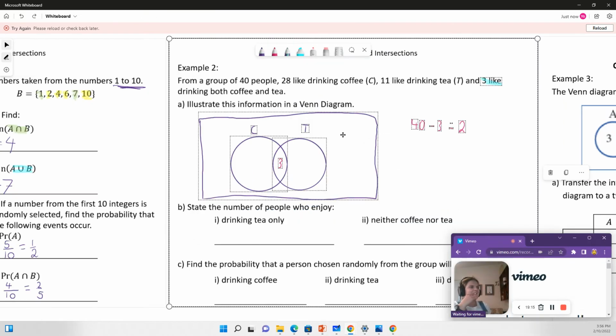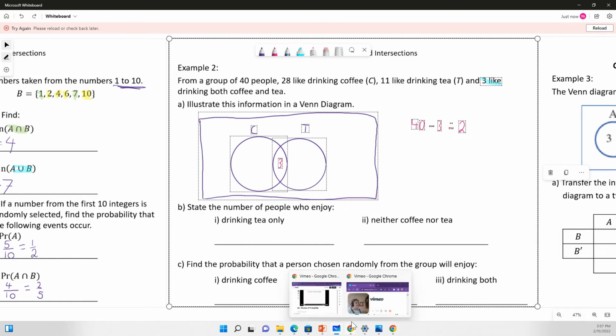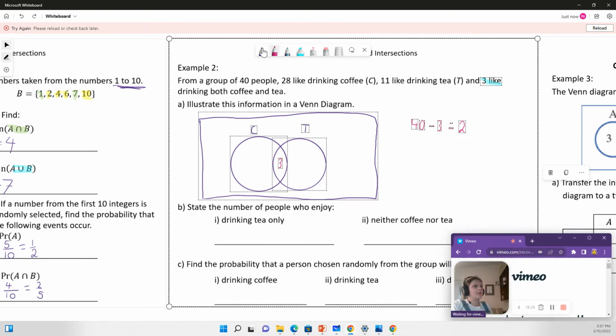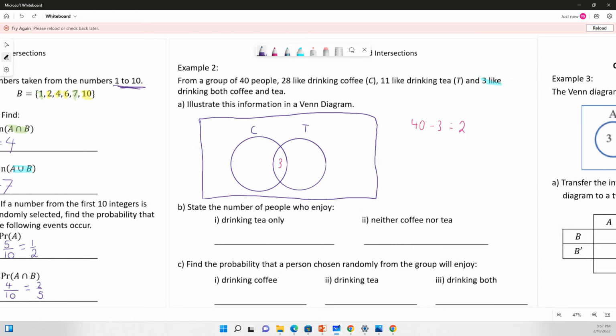All right, sorry, my mistake. Obviously, 40 minus 3 is... I still can't get my face to stay there. 40 minus 3 is 37.